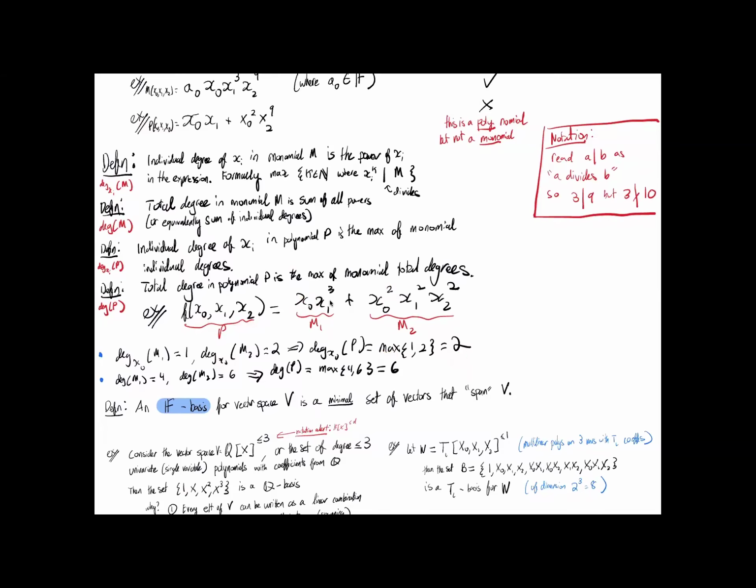We can follow a similar procedure for the total degree. The total degree in this monomial is 4, 1 plus 3. The total degree in this monomial is 2 plus 2 plus 2, which is 6. So the total degree of this polynomial is the max total degree of each of the monomials, which is the max of 4 and 6, which gives me 6.